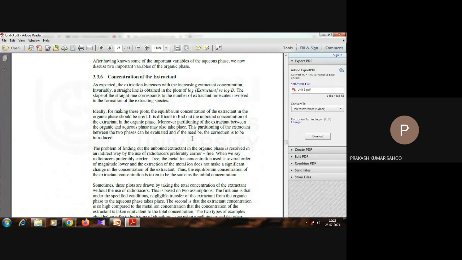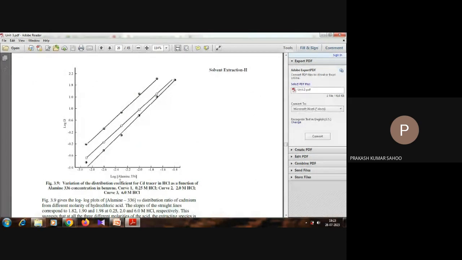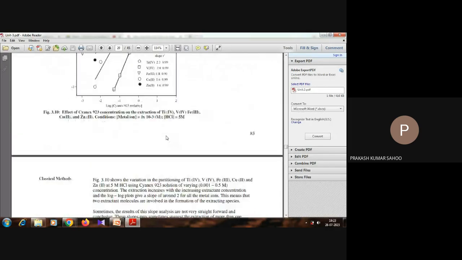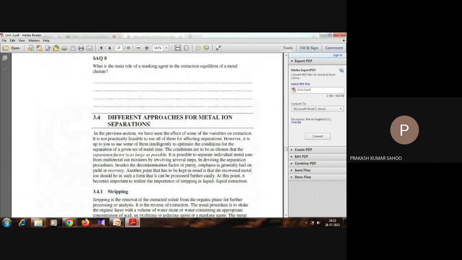Then also the concentration of the extract is very much important. That is, for a particular metal, what concentration is needed to separate the metal ion or the metal. Then this is log of alamine versus log D. Just overlook these things. This is not needed for your examination. Okay. Nature of diluent, this is also important.